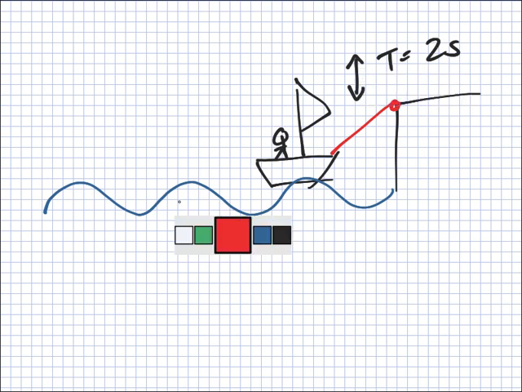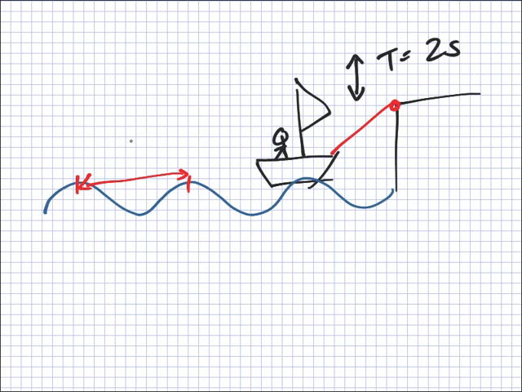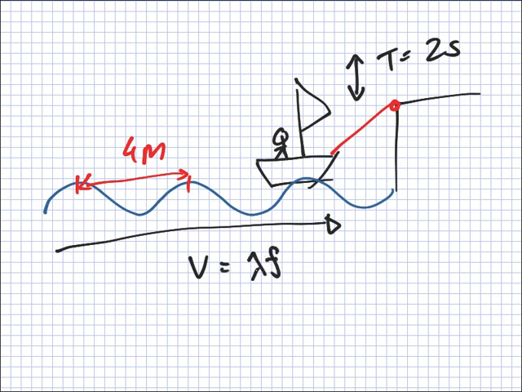He also looks at the waves and he thinks the distance here is about 4 meters. So he wants to know how fast these waves are moving in to the dock, the V. So we have our formula, V equals lambda F, but we don't know the F. But we can use the other formula, 1 over T. So that's lambda over T. So that's 4 over 2. So the answer is 2 meters per second. That's how fast the ocean waves are moving in. A simple little question. So just write this example down.